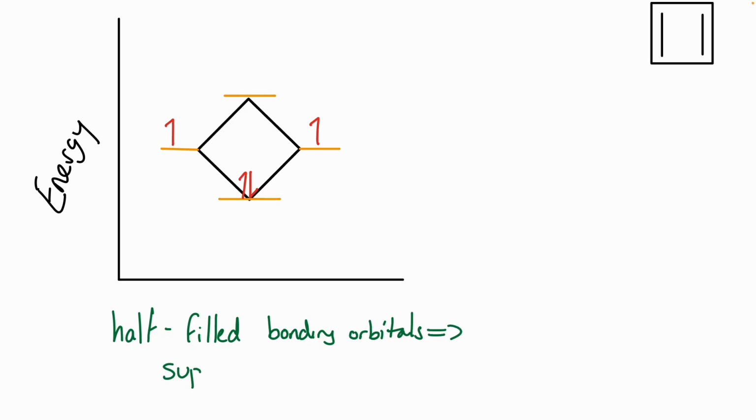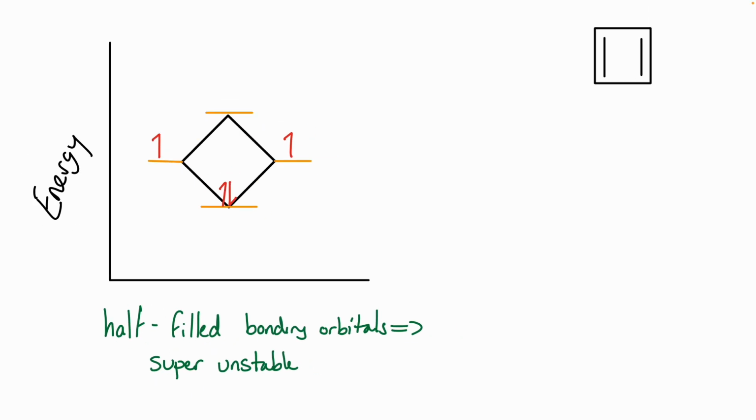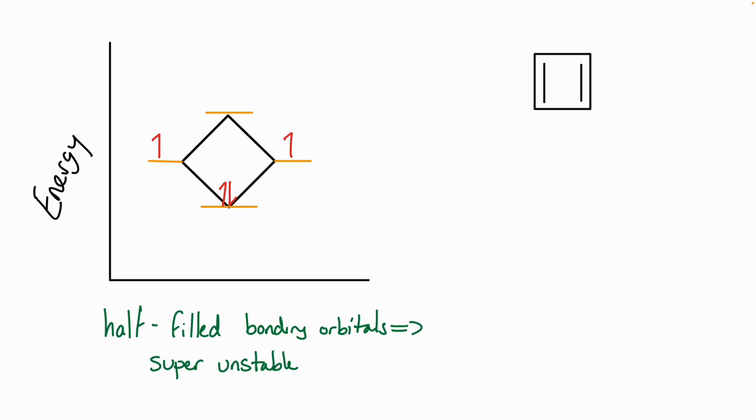Which are then super unstable. All right, cyclobutadiene is a molecule that you cannot really isolate because it ends up reacting with itself. It's just highly reactive because it has these half-filled bonding orbitals, which means that it's super unstable, right? These unpaired electrons.